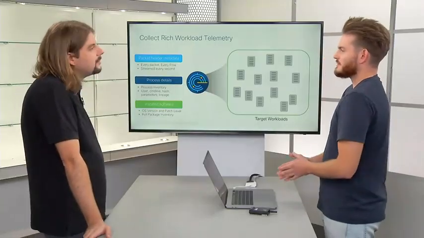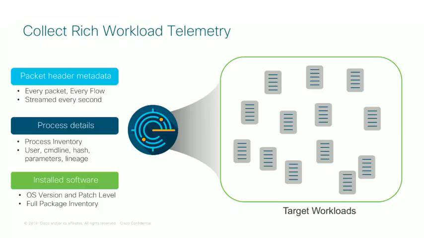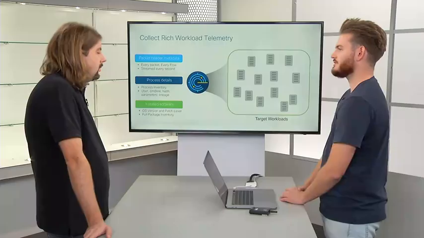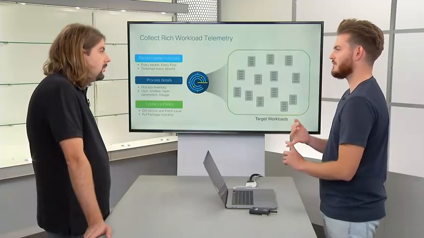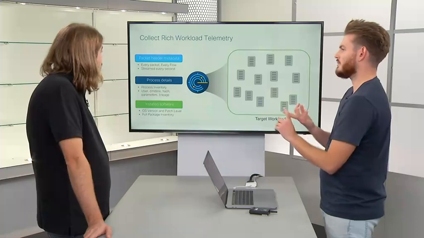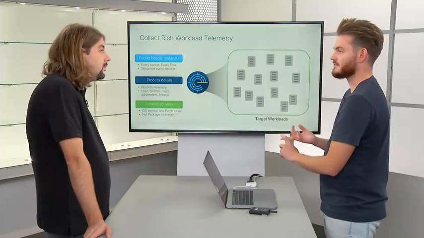So it all begins with collecting this rich workload telemetry. We want to get flow data, process data, and the software that is installed on that workload. So we do that by deploying software agents, which we're going to have another video on later. Using that software agent, it is going to be looking at every packet that's going in and out of that workload. It's going to be correlating that to the processes that were connected to that particular socket. It's going to be working out what that process software version is, what package it came from, and is that potentially vulnerable? And we'll look into that later.